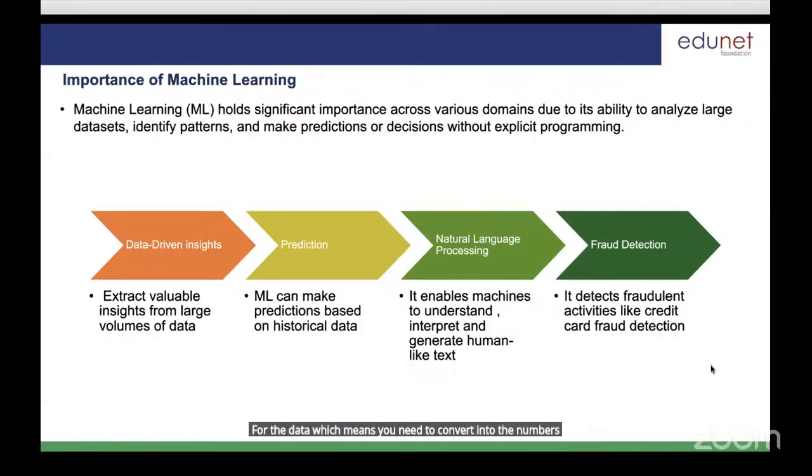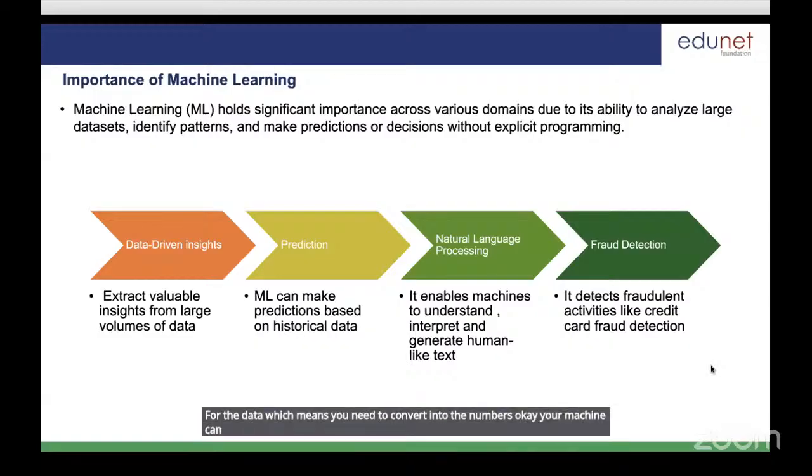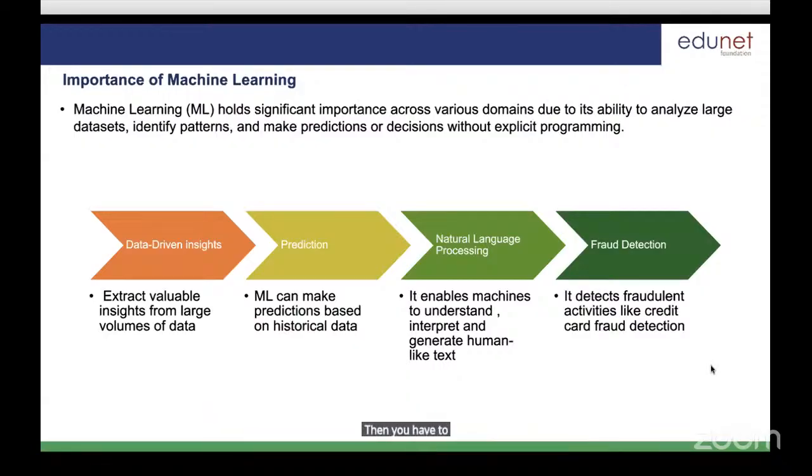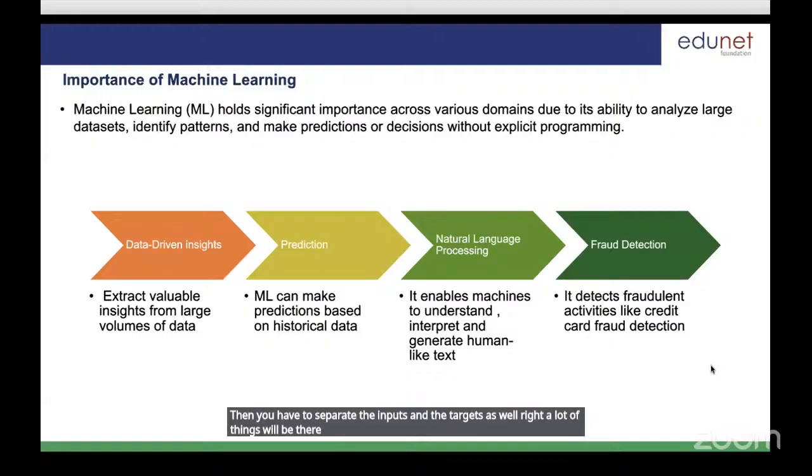Your machine can only understand numbers, not categorical data. Then a lot of techniques will be applied, like pre-processing. You have to segregate the training data and the testing data. Then you have to separate the inputs and the targets as well. A lot of things will be there. After that, the next thing comes prediction.